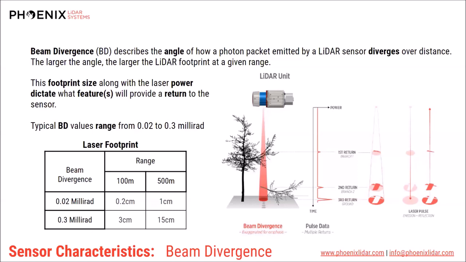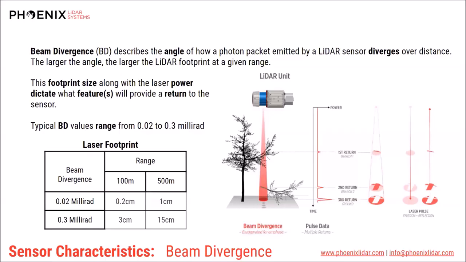But if you apply this to different ranges to features, you can see that a very tight beam divergence at 100 meters really only leaves a laser footprint of less than 1/5 of a centimeter. At 500 meters, it reaches 1 centimeter of a footprint. Whereas upping the beam divergence simply to 0.3 millirads, at 500 meters, you end up with a 15 centimeter footprint. And this may seem important or may not, but it is very much affecting how the laser essentially focuses on different objects.